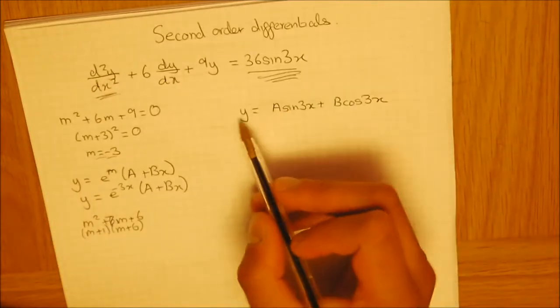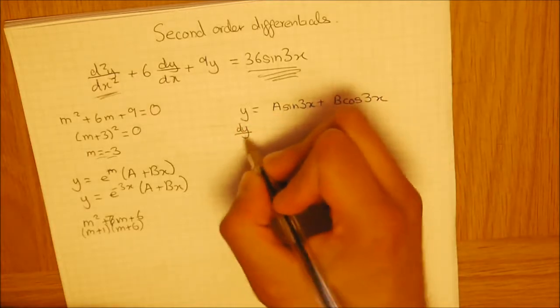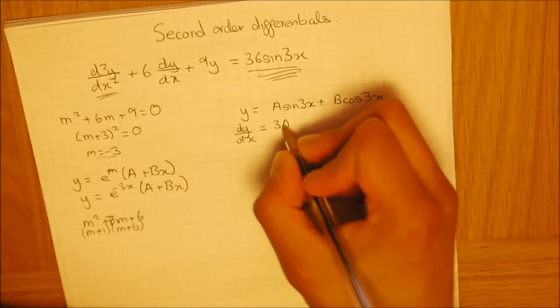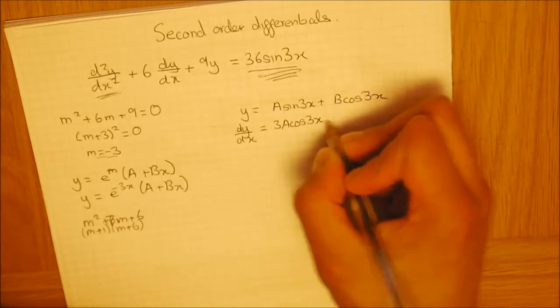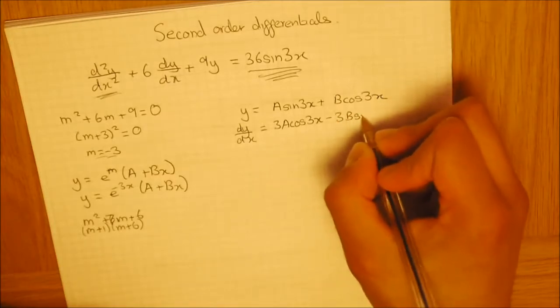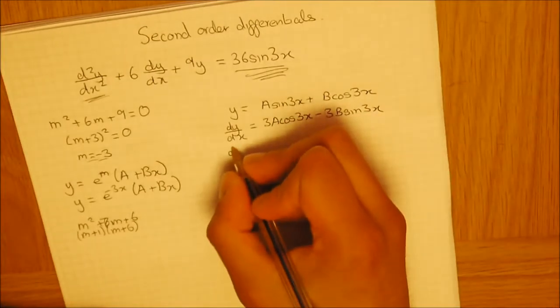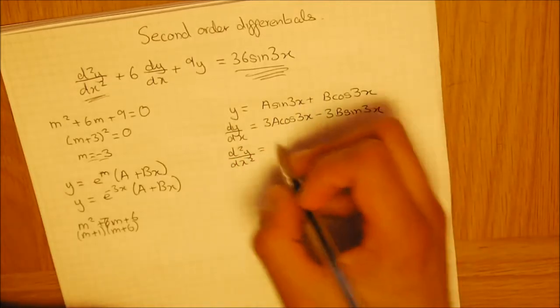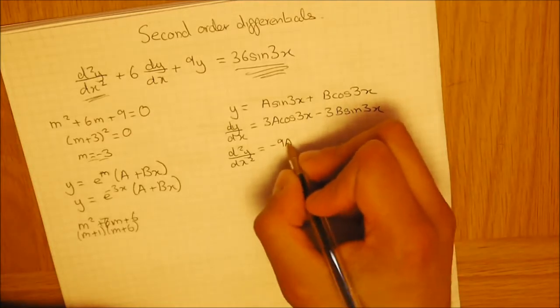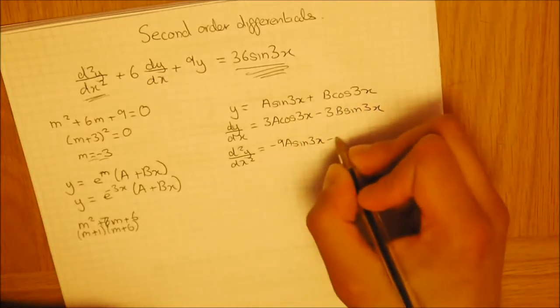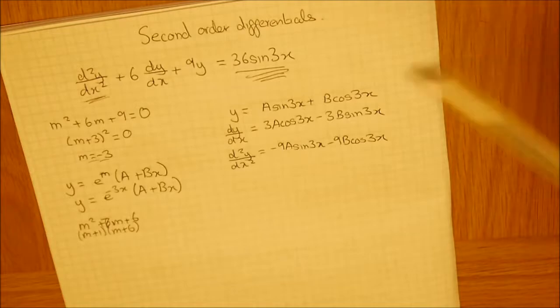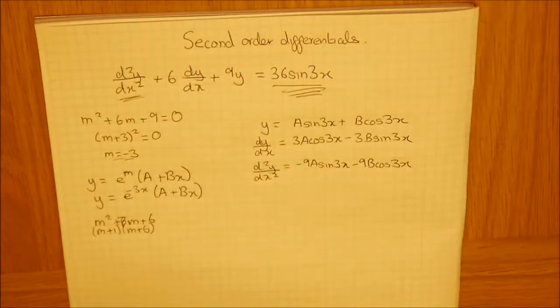As we have what y equals, we need to know what dy by dx equals, which we do by continually differentiating. In this case, this will go to 3a cos 3x minus 3b sine 3x. And again, we can find the second derivative, d2y over dx squared, as minus 9a sine 3x minus 9b cos 3x. Now all it is a matter of subbing it into the original question and then doing a bit of rather fun algebra.